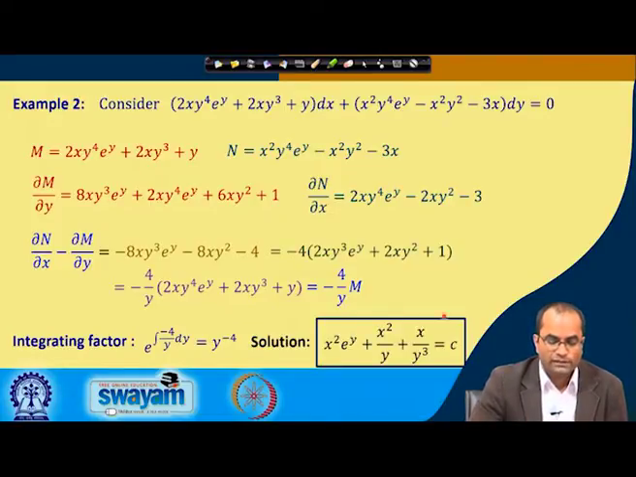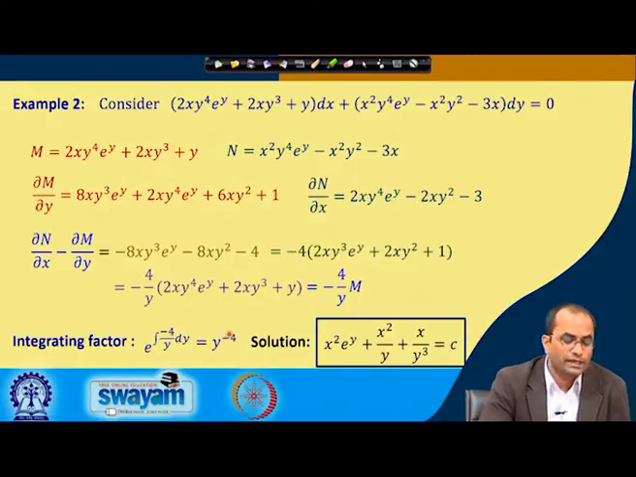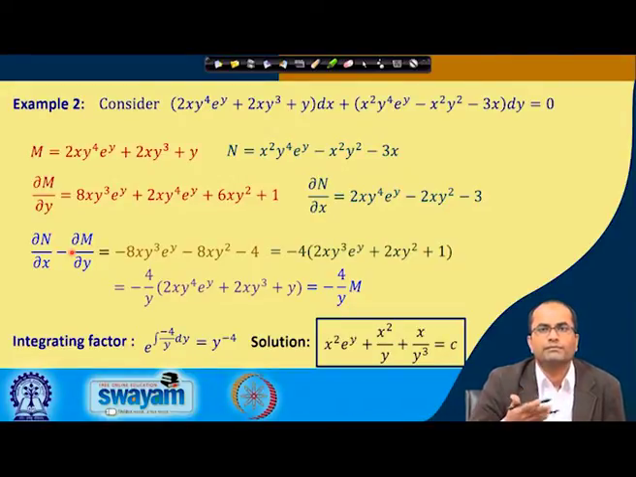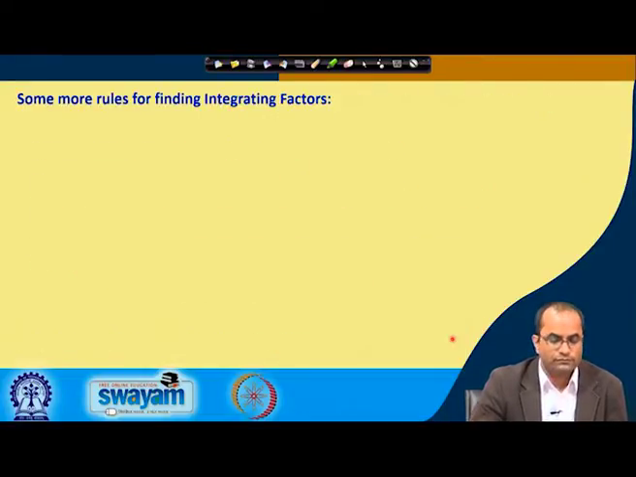So one can solve this, and the solution comes out as x squared e power y plus x squared by y plus x over y cube is equal to some constant. So here again, the approach which we have discussed was a rather general approach, at least by the derivation, but we have considered only a few simple cases where we can get this integrating factor. There are some more findings from that condition where we can find the integrating factor.